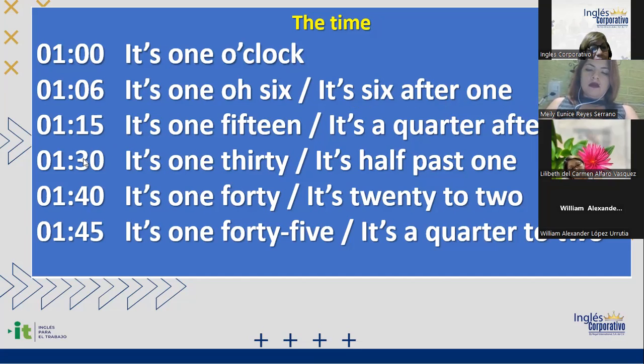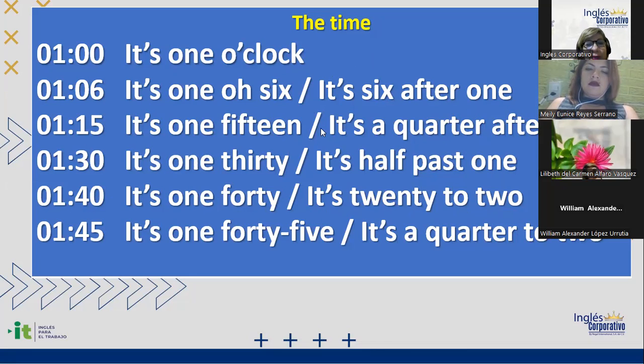Cuando ya sea el 30, tiene que decir esta forma. It's half past 1. A partir del minuto 31 al minuto 59, tiene que usar la palabra to. Porque son los minutos que faltan para la siguiente hora. Aún en español así es, ¿verdad? Entonces, to es para. Aquí, como es 40 minutos, entonces quiere decir cuánto faltan para las dos. Serían 20, ¿verdad? Entonces, por eso dice, is 20 to 2. Son 20 para las dos. Yes, William? Yes, it's clear. Thank you.